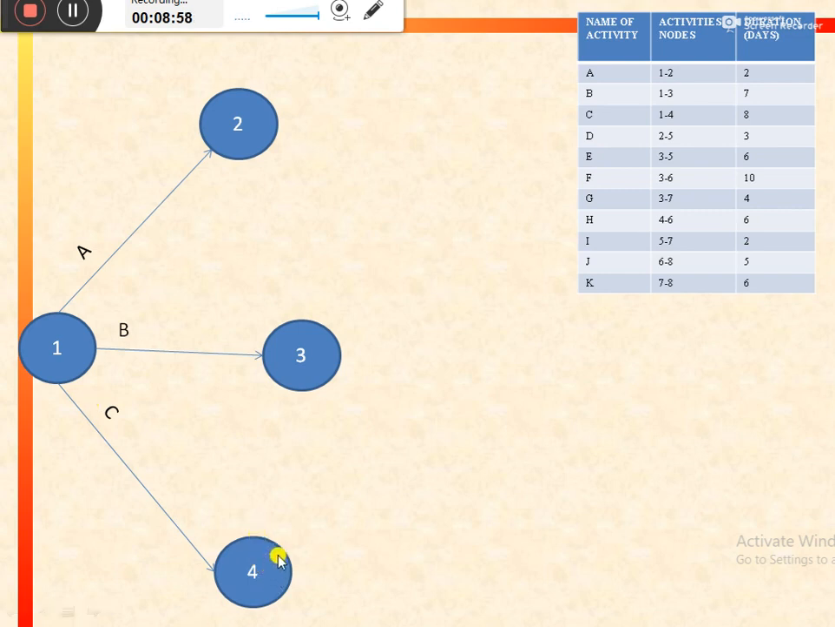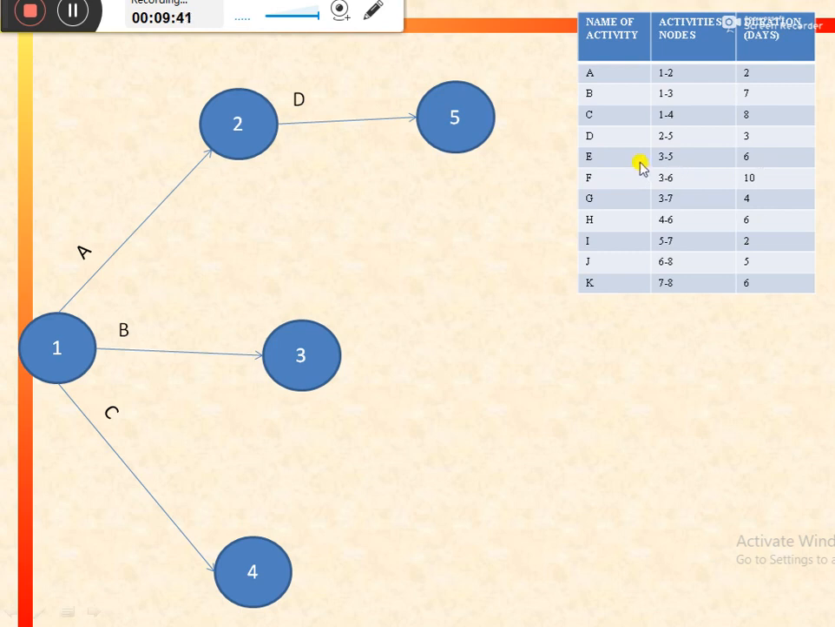So in this way, activity A, B and C are the starting activities of this project, and they are initiating or emanating from the initial node, that is node 1. So in this way we have plotted all the starting activities of this project. Now we will move on to activity D, which is denoted by nodes 2, 5. So the starting point of activity D is node 2, that is this one, and the ending point would be node 5, that is this one. So in this way we can represent the activity D between node 2 and 5.